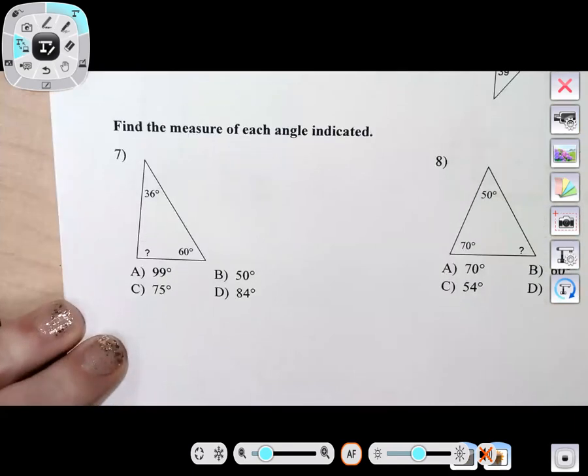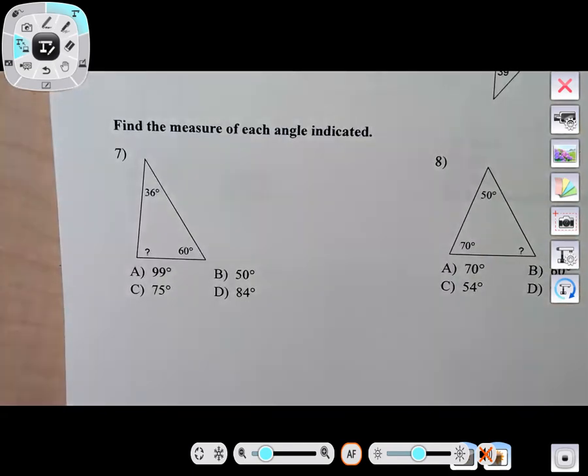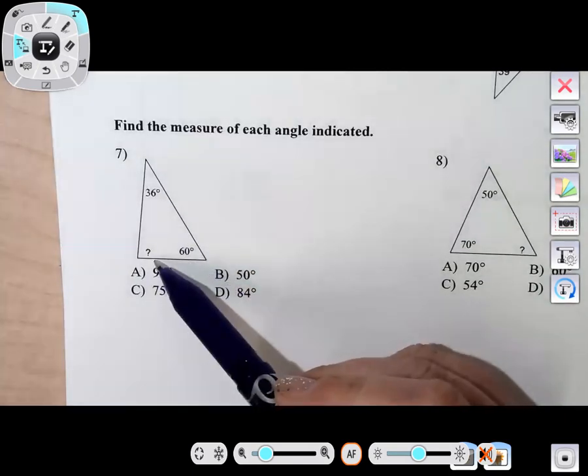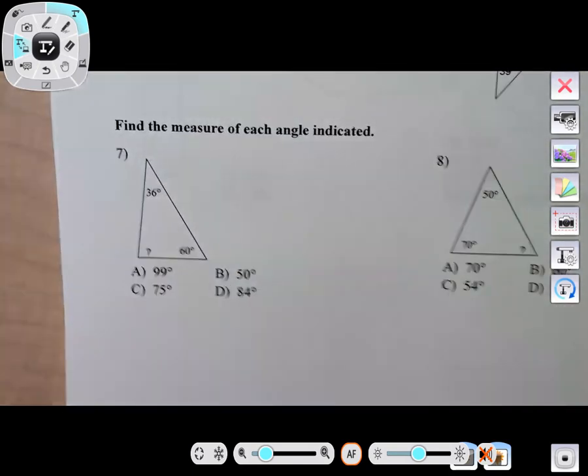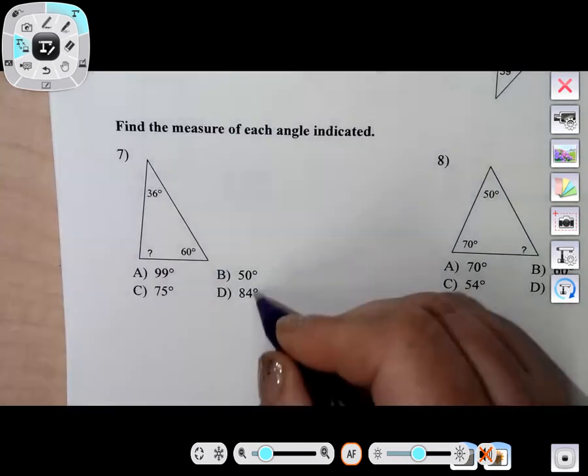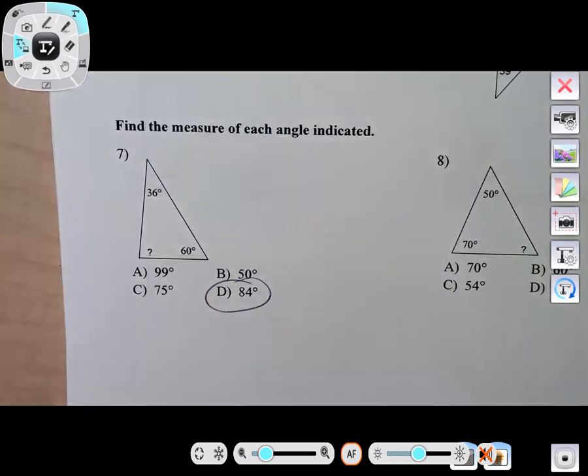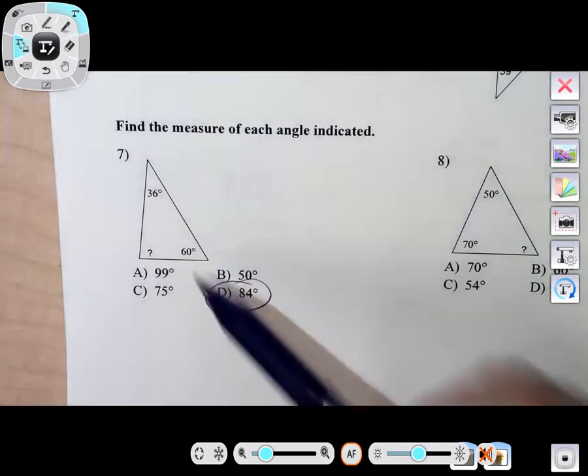Then the next section really just deals with the fact that all three angles add up to 180. If you know that, you can do the whole middle section of this test, because that's really all you need. If you know that these three angles have to add up to be 180, I agree with you. It is D. If you just add up 36 and 60, take it away from 180.